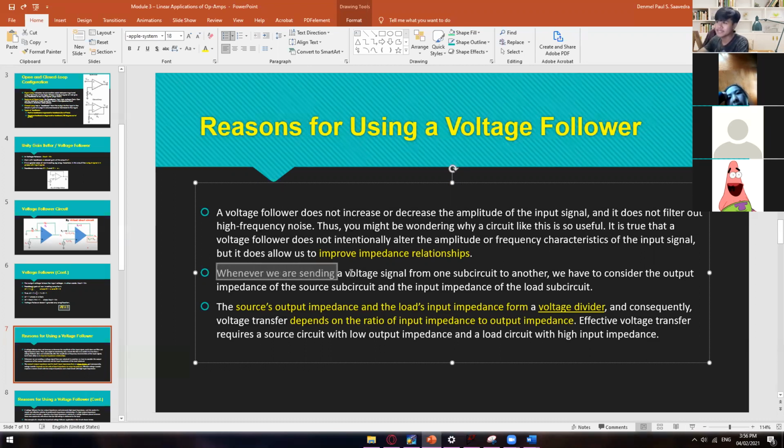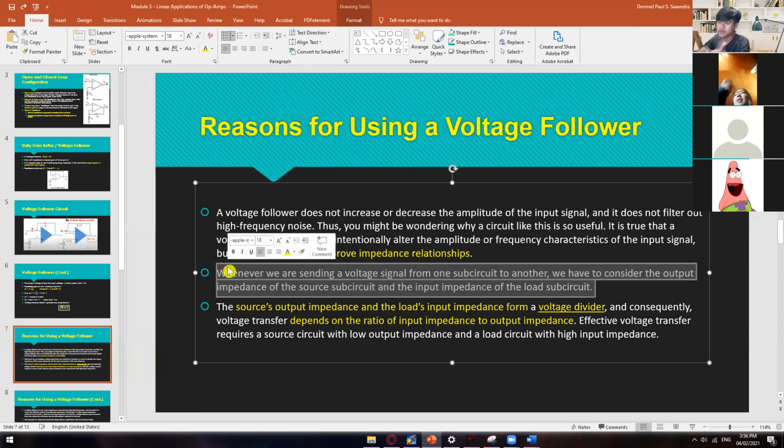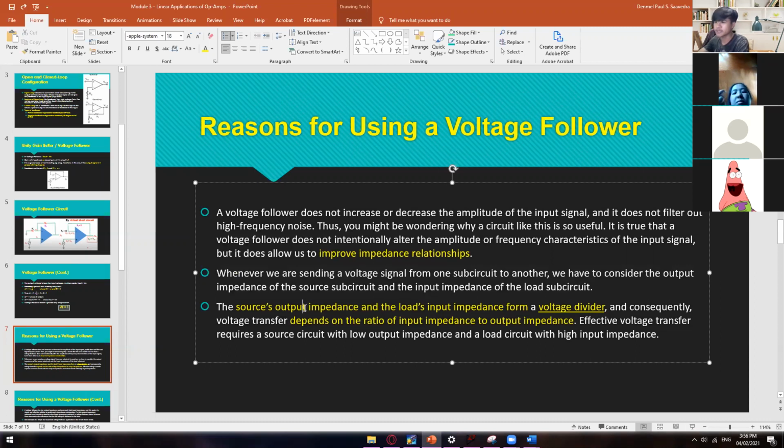Okay. So whenever we are sending a voltage signal from one subcircuit to another, we have to consider the output impedance of the source subcircuit and the input impedance of the load subcircuit. Okay. The source's output impedance and the load's input impedance form a voltage divider. And consequently, voltage transfer depends on the ratio of input impedance to output impedance. So effective voltage transfer requires a source circuit with low output impedance and a load circuit with high input impedance. So meaning, to make it short, it neglects the voltage drop and it still maintains the voltage input. Okay, so just by applying a voltage divider, we can control the voltage output that we want.